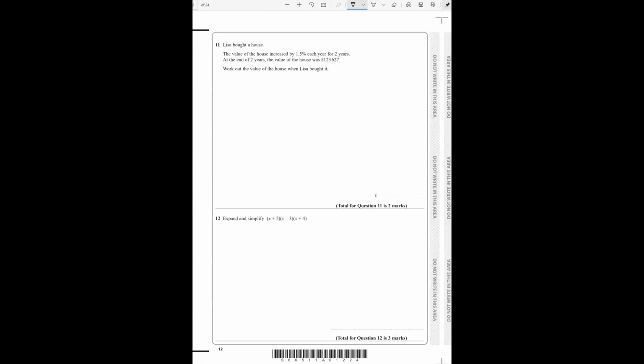Lisa bought a house. The value of the house increased by 1.5% each year for 2 years. At the end of the 2 years, the value of the house was that much. Work out the value of the house when Lisa bought it. Well, this is compound interest, so we don't know what the original is, but we do know we increase by 1.5%. So find your multiplier, 1.015, for 2 years. So we need to square it, and that is going to equal the value in the question.